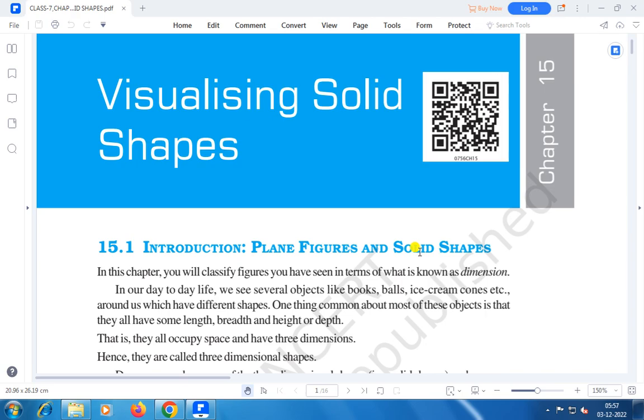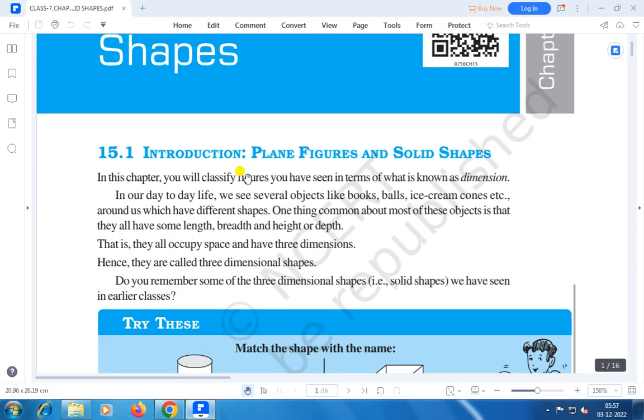Hello everyone. Today we shall discuss visualizing solid shapes. Here is an introduction about solid shapes, plane figures and solid shapes.